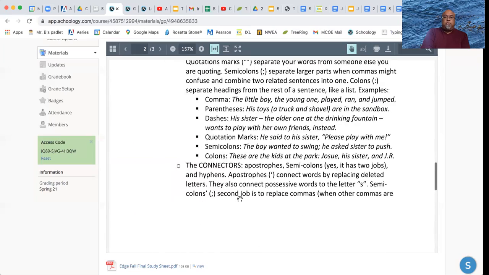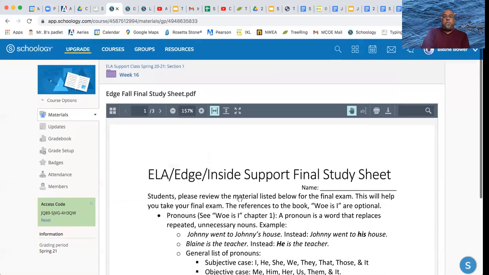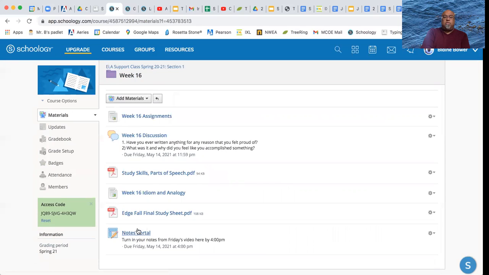Okay, this was a quick review of the study sheet. Make sure that you take notes on this and put those notes into the portal here in week 16, where it says notes portal. Please do that by 4 p.m.